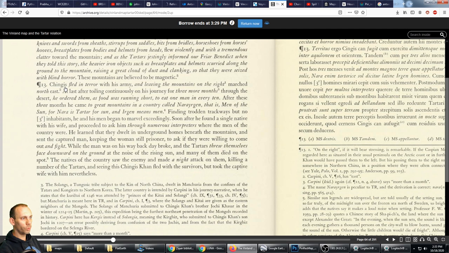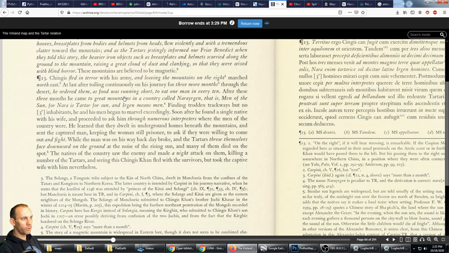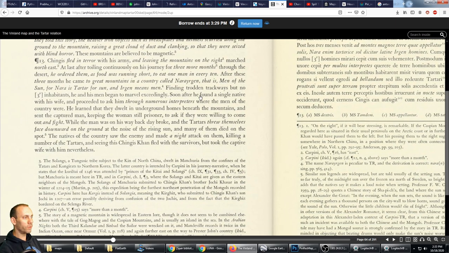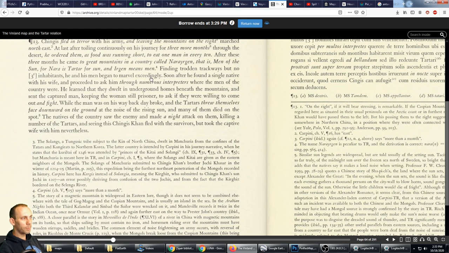But let's get on here to where they had been traveling north for 3 more months through the desert, and he ordered them, as food was running out, to eat one man out of every 10. So they had to do some cannibalism, and after these 3 months, they came to the great mountains in a country called Narigan, that is, the men of the sun, for Nara is Tartar for sun, and Igrin means men. So these are the men of the sun, way far north, by the North Pole, finding trodden trackways, but no inhabitants. He and his men began to marvel exceedingly.